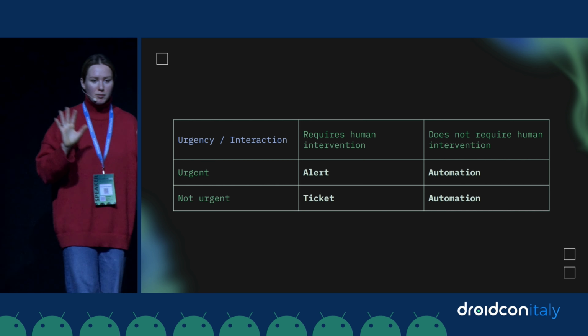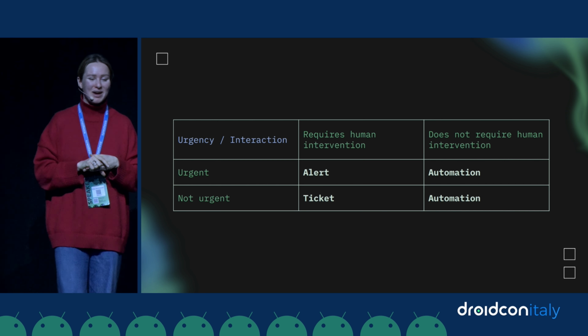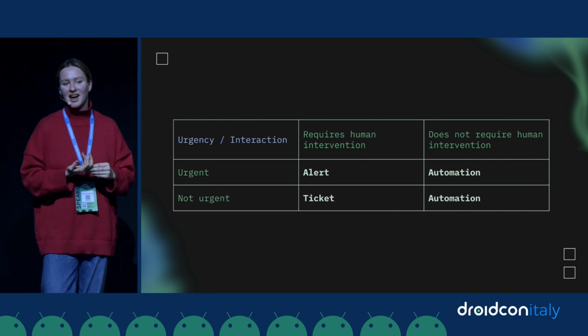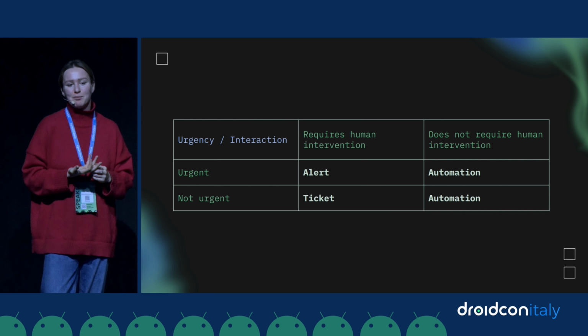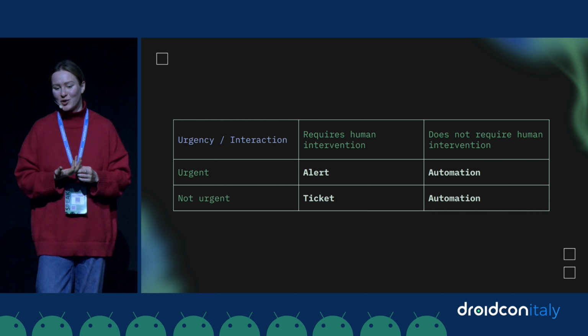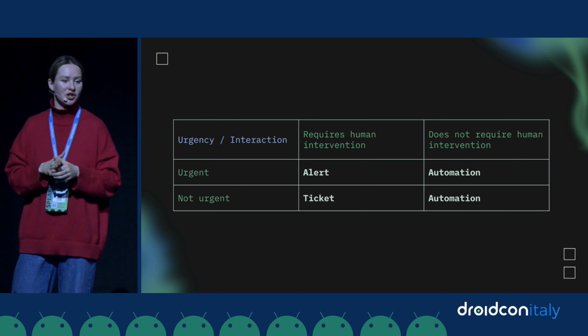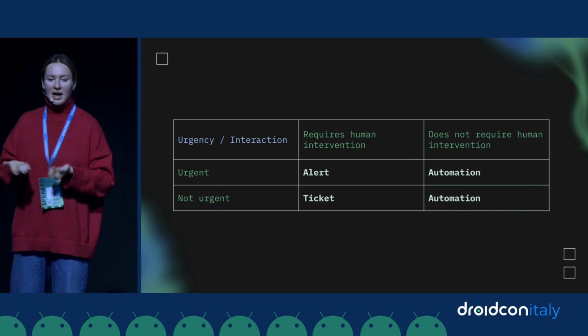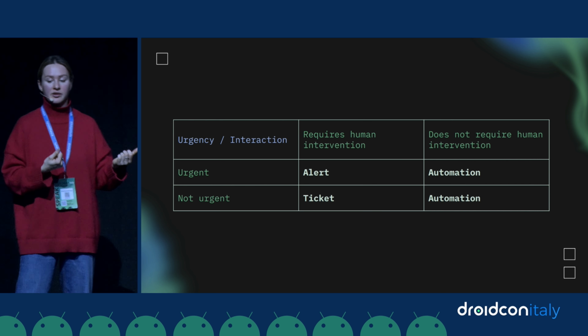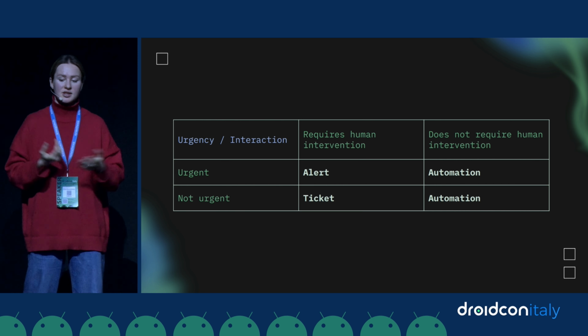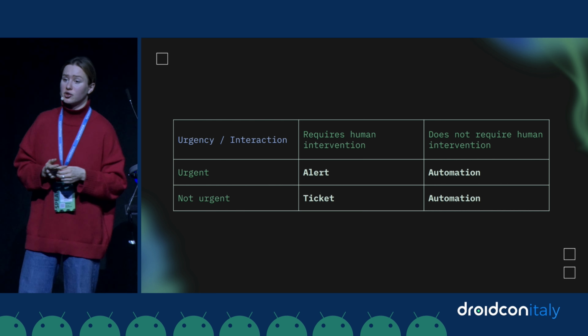We use the most obvious framework for this, and I like it because sometimes the simplest things are the best. If something is urgent and it requires human intervention, then it should be an alert. If it's not urgent, just create a ticket. If it doesn't require human intervention, then use automation, no matter whether it's urgent or not.